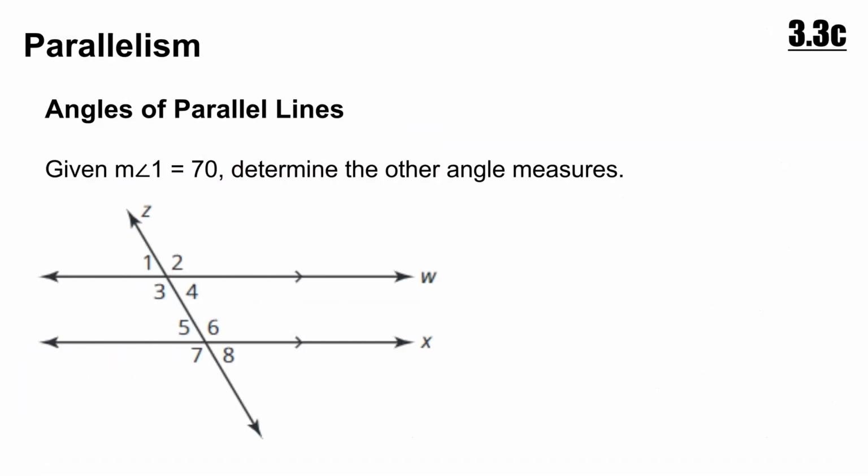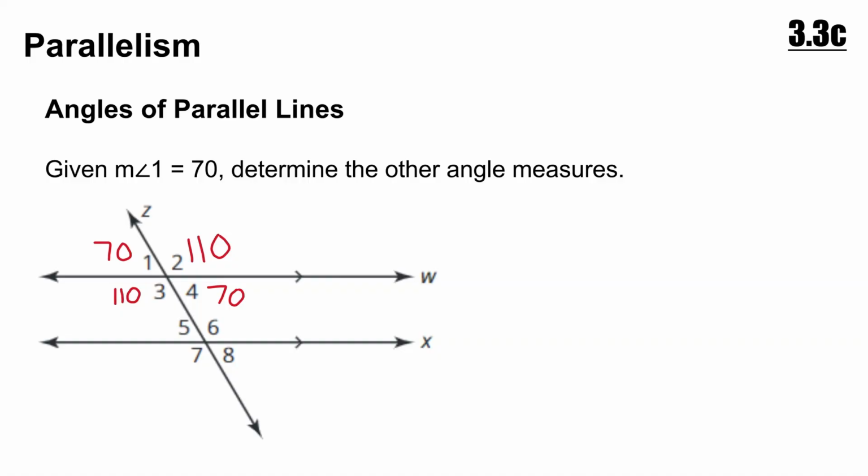This problem asks to find all the missing angle measures given that the measure of angle 1 is 70 degrees. Since angle 2 forms a linear pair with angle 1, angle 2 will be 180 minus 70, therefore 110 degrees. Angle 3 also forms a linear pair with angle 1, therefore angle 3 also is 110 degrees. Angle 4 is a vertical pair with angle 1, so it is 70 degrees.